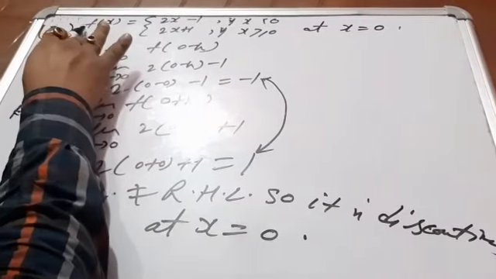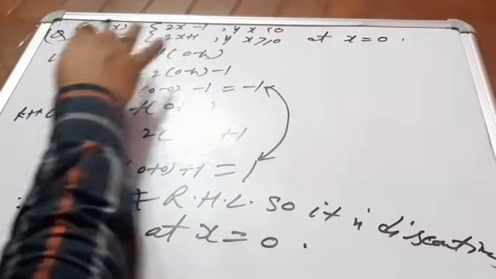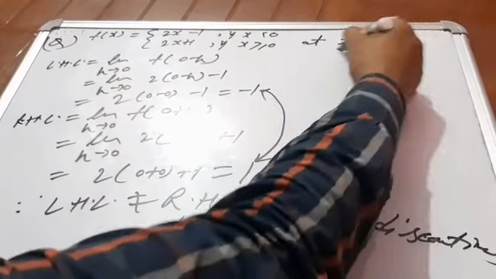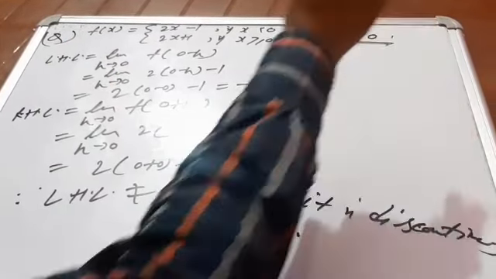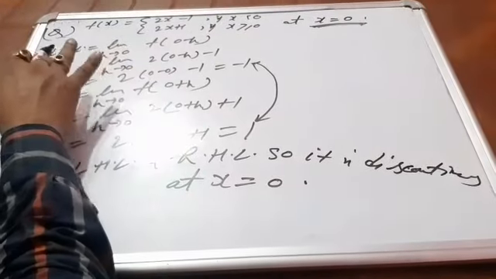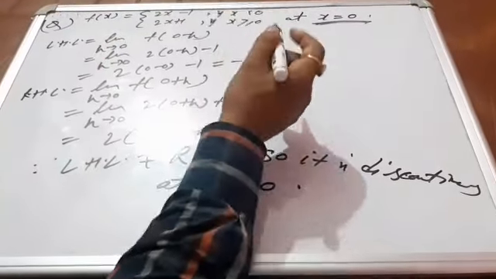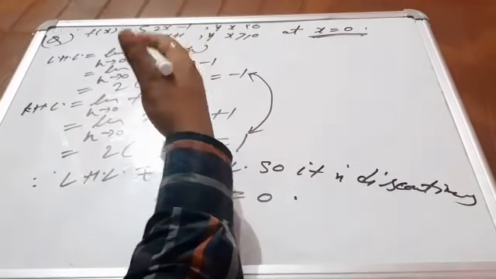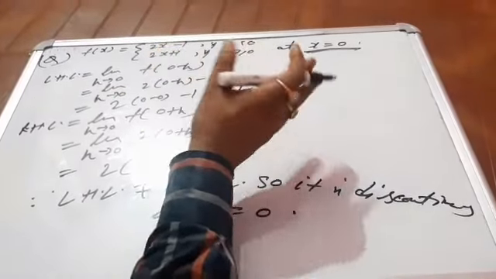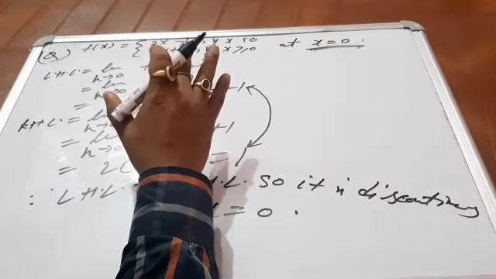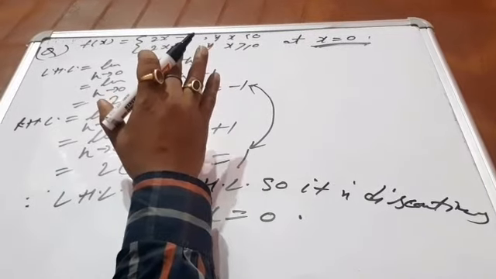Your question is, test the continuity of this function. Conditional function is there, but at x equal to 0. Your point is given at x equal to 0, means we are going to test the continuity at x equal to 0. Actually, in class 12th continuity portion, you are going to use mainly this conditional function only. So practice the conditional function much more.